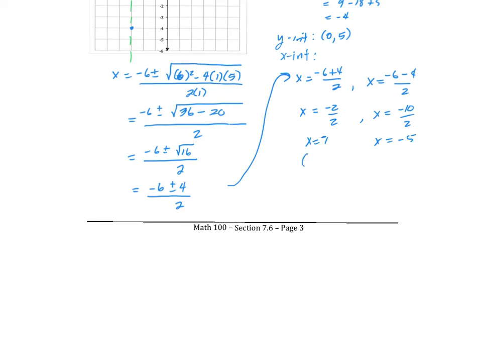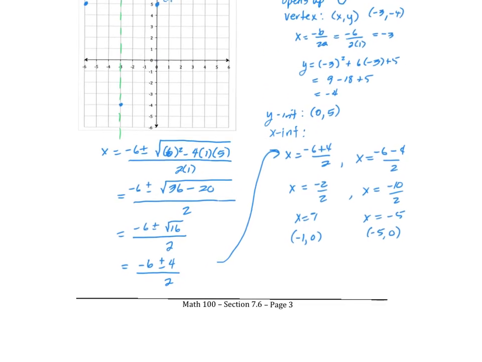The points would be negative 1, 0 if we write it as an ordered pair, and negative 5, 0, but oftentimes in my lab they just want the x value. So if they're asking for the x-intercept, oftentimes I'll just have you list negative 1 comma negative 5.